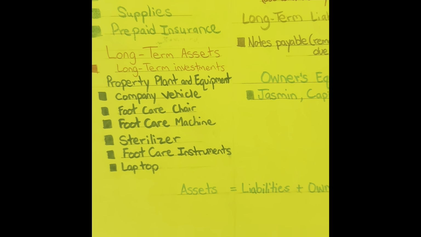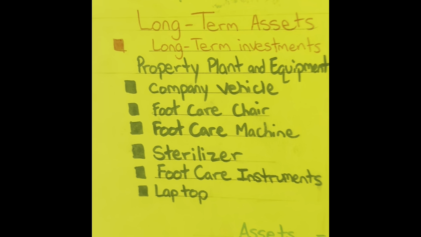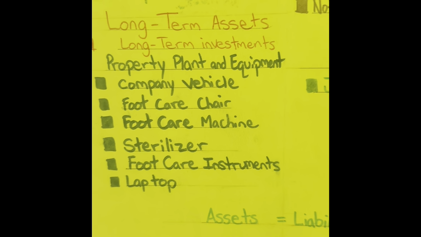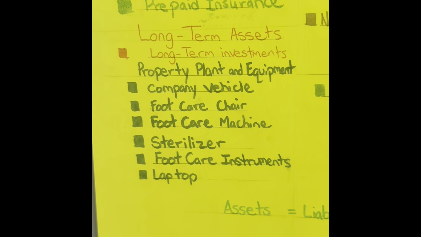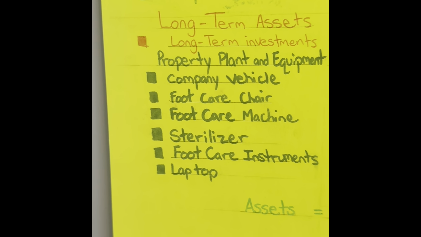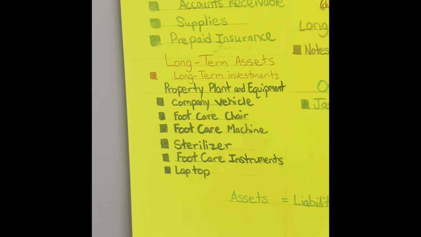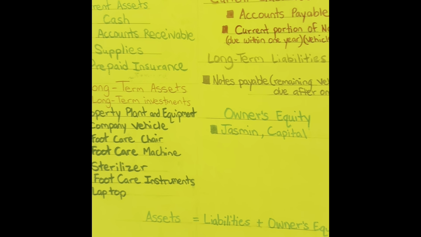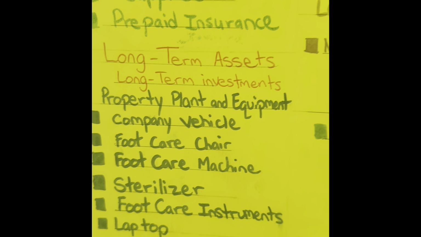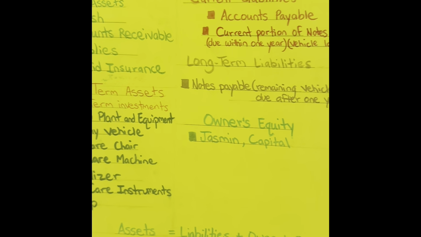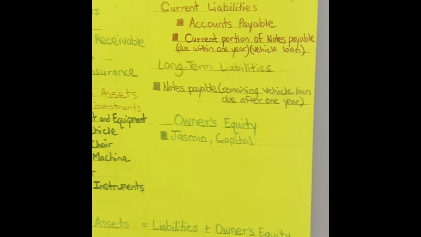Next we will look at property, plant, and equipment. So I have my company vehicle and I took out a loan to pay for it, and I make payments on it. The payment that I will be paying within the year will be part of a current liability, and the payments that will be made on my company vehicle after 1 year will be long-term liabilities. And we will get into that in just a moment here.